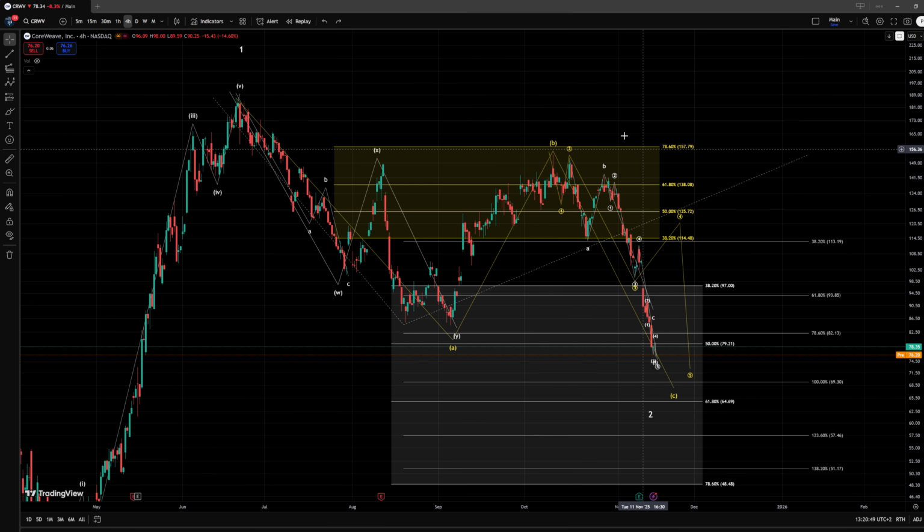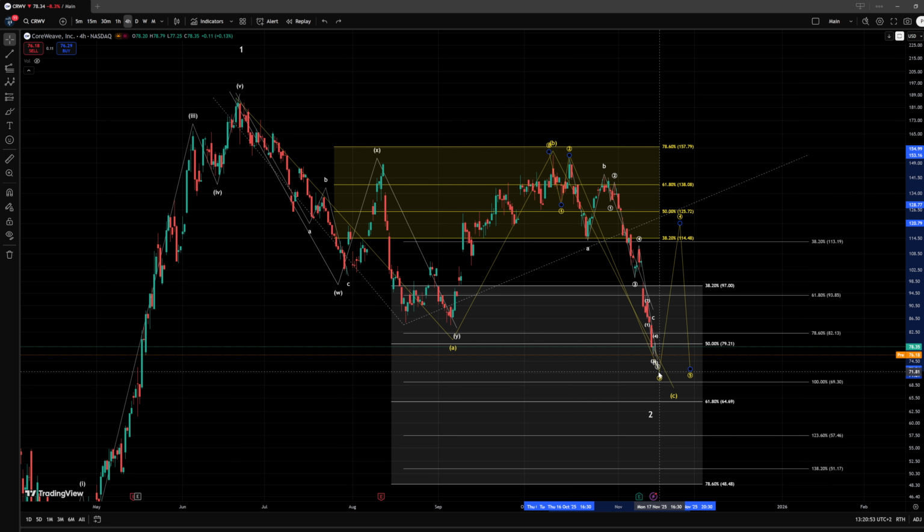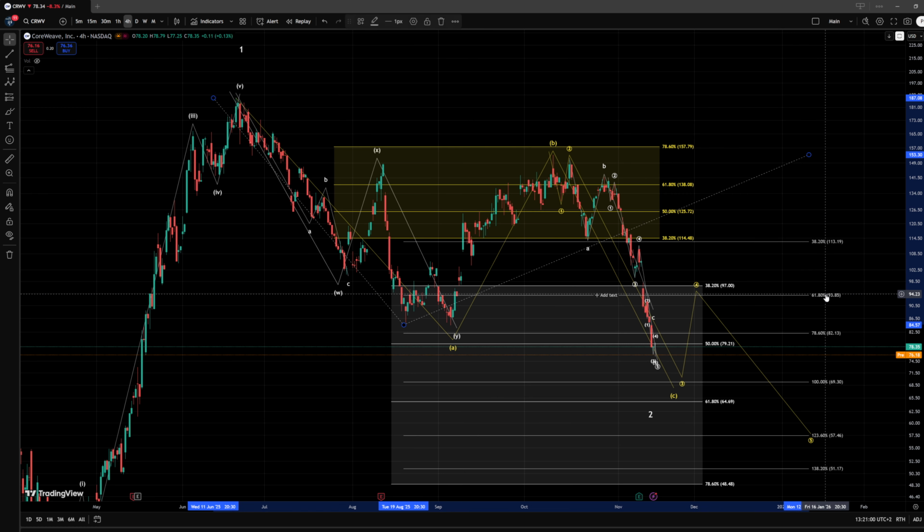Now, in the yellow scenario, we are tracking just this, where we have this third wave still extending lower, and then we still have a fourth wave even after we get, yeah, let me actually remove this.